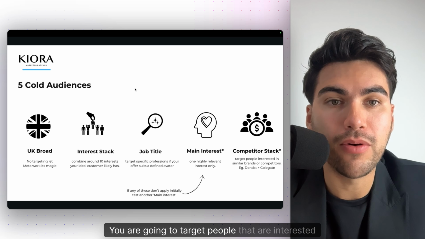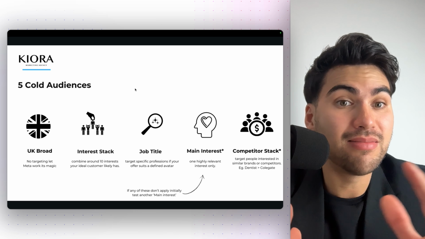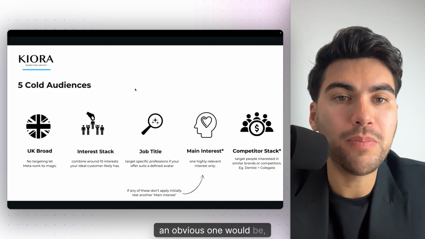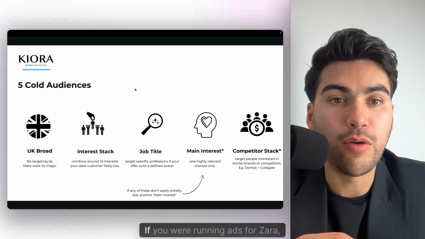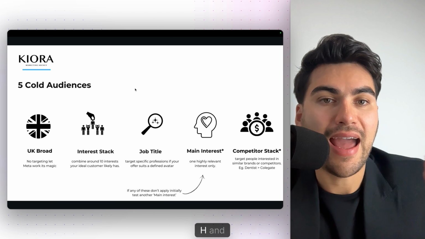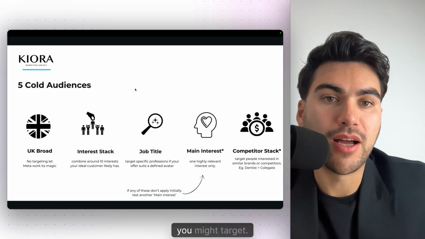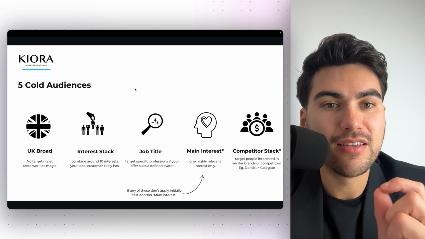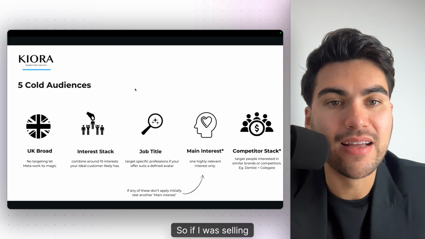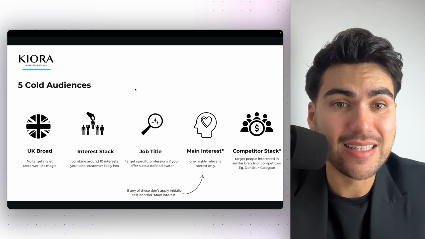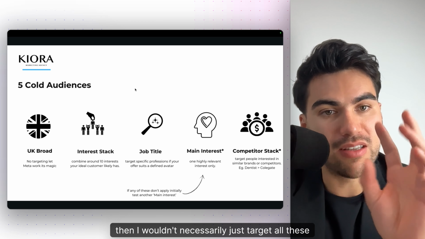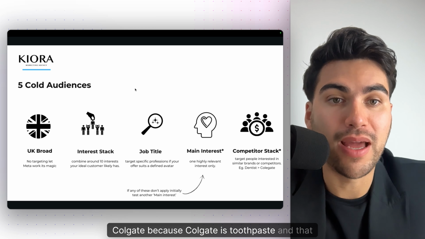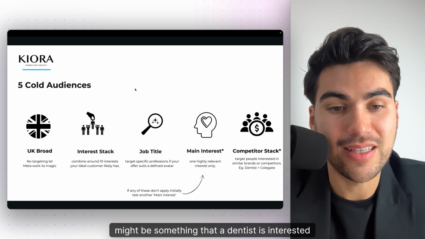You are going to target people that are interested in similar brands, or maybe your competitors. An obvious one would be, let's use clothing as an example. If you were running ads for Zara, you might target H&M, you might target Reiss, you might target, I don't know, JD. But sometimes they don't have to be so obvious as that. So if I was selling stuff for a dentist, then I wouldn't necessarily just target all these different dental practices. I might target Colgate, because Colgate is toothpaste, and that might be something that a dentist is interested in.